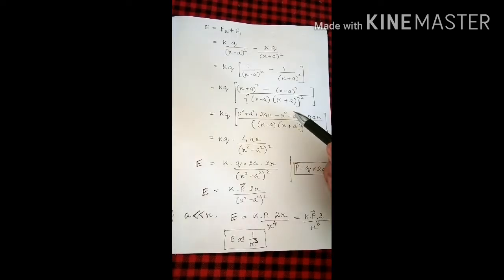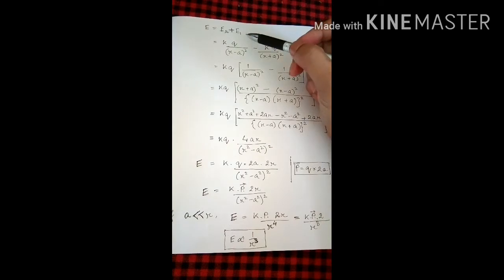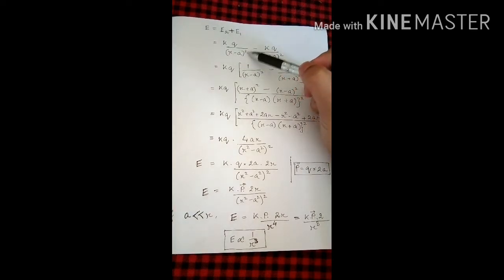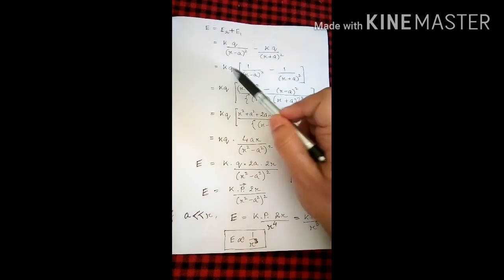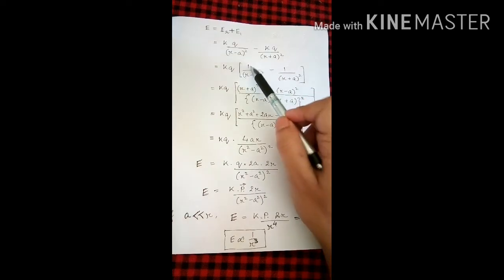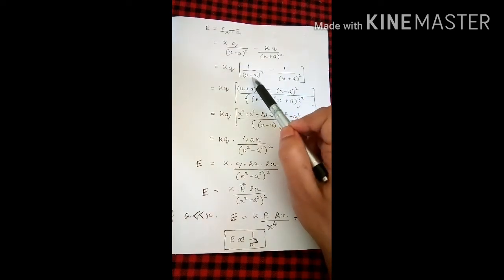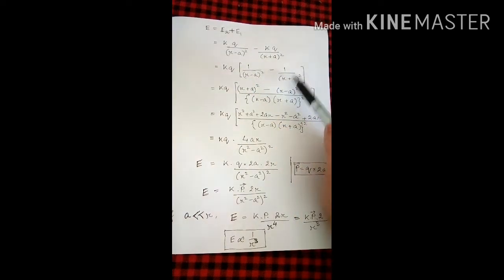If we simply put the values of E2 and E1 here, then what will we get? E2 was KQ divided by (r minus a) whole square, and E1 is minus KQ divided by (r plus a) whole square. Here we have seen that K and Q are common to both the terms, so we have kept K and Q outside, and inside we have 1 by (r minus a) whole square minus 1 by (r plus a) whole square.